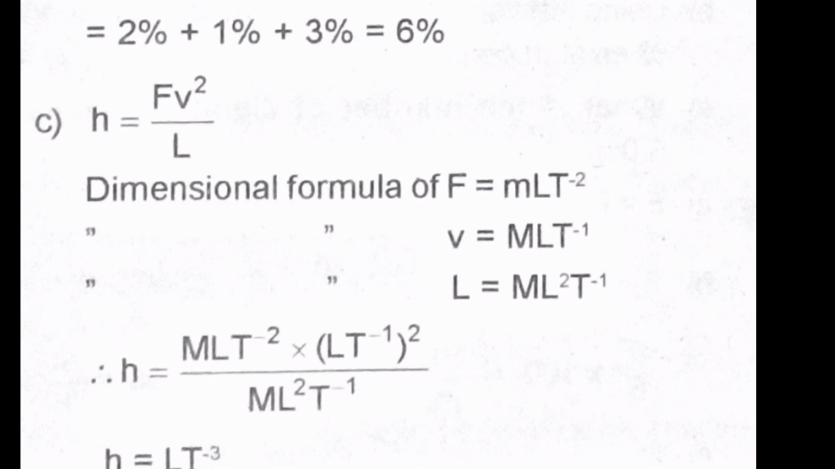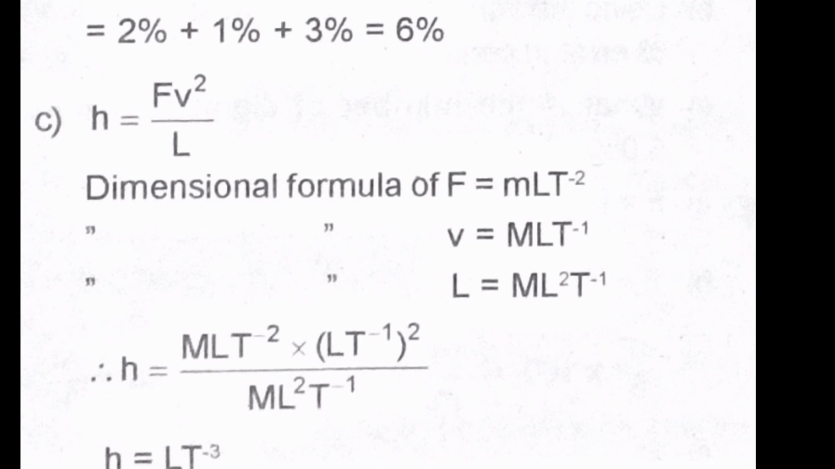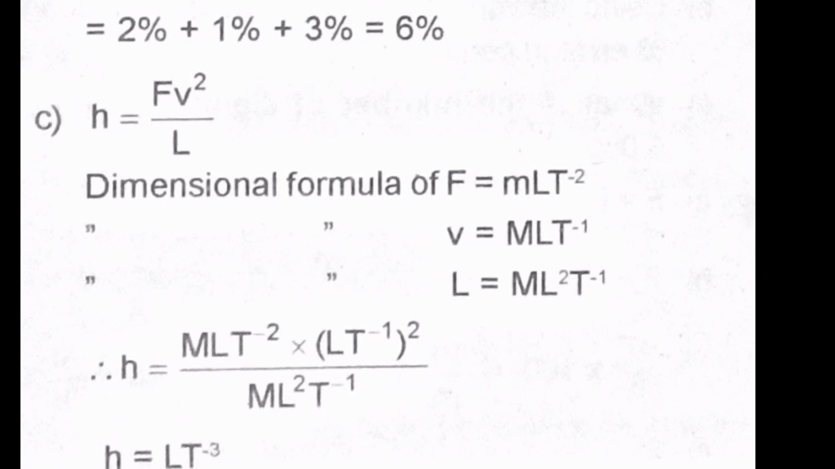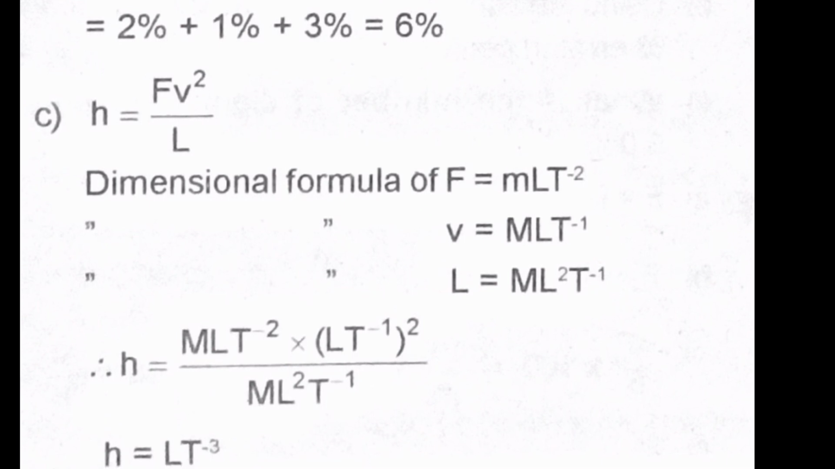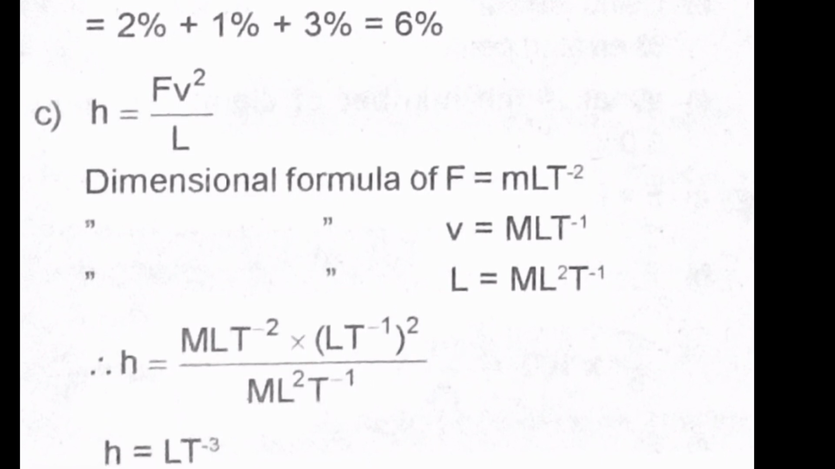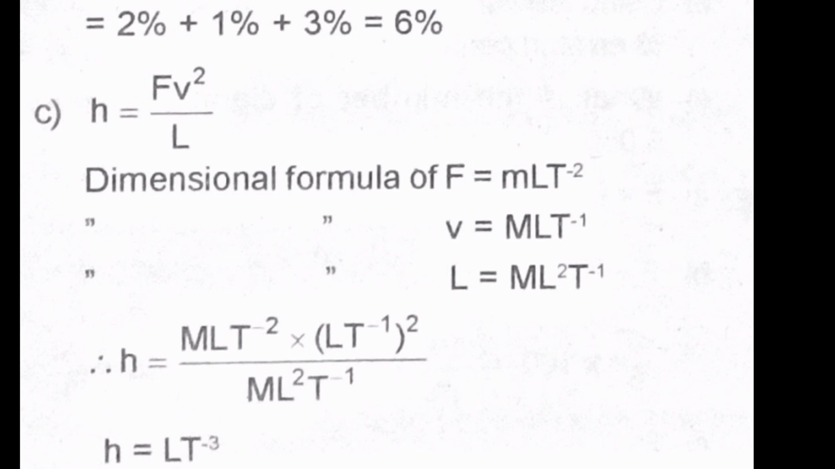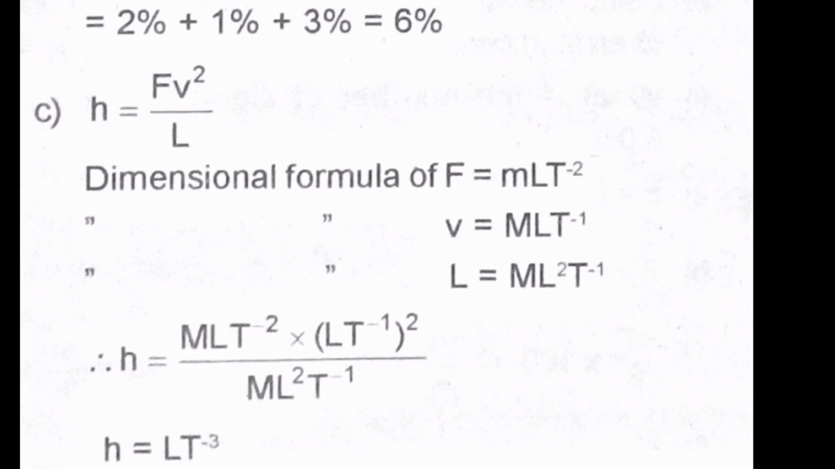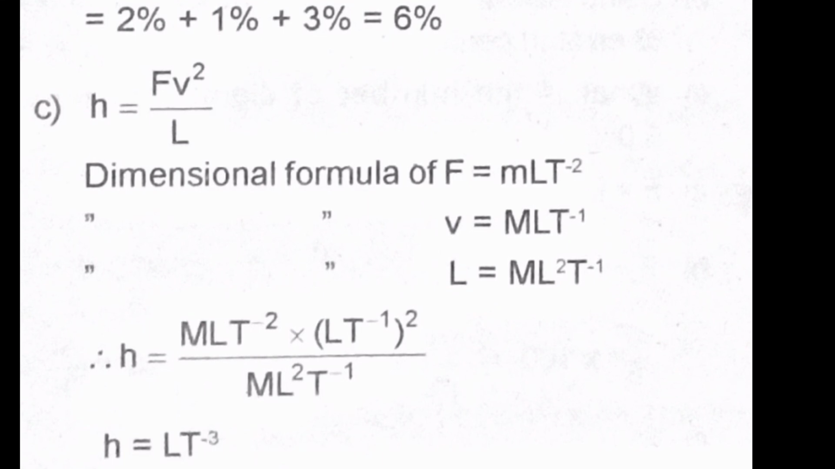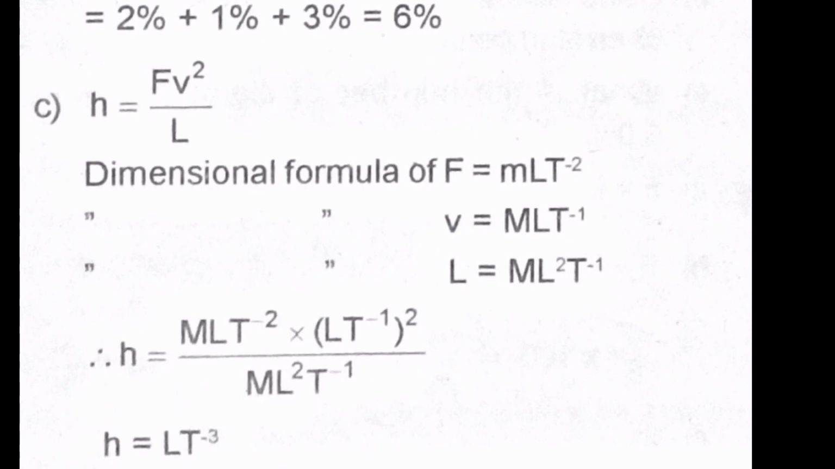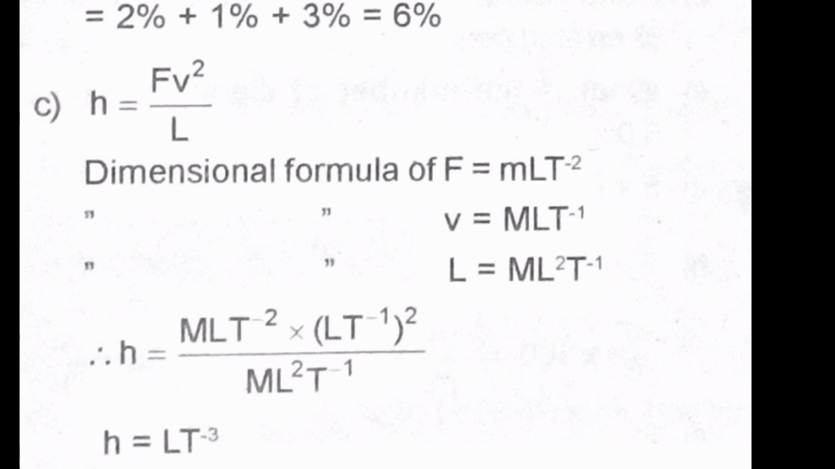Then what we will get? The M and M will get cancelled. Then in L square, one L will get cancelled here. Then what is remaining here? L T raised to minus 3 only. So the answer is L T raised to minus 3. That is the dimension of H. Is it clear? Now we can conclude.